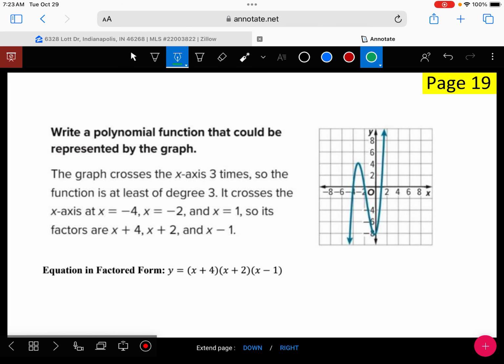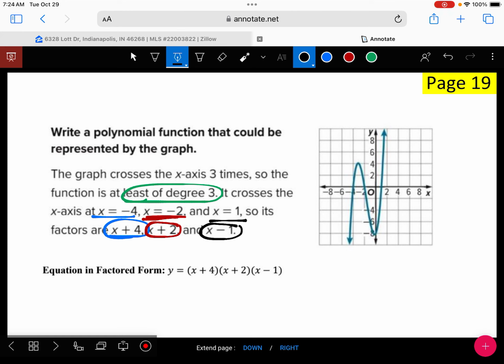Okay, so we're going to write an equation in factor form. So in this example, the graph crosses the x-axis 3 times. So that means that it has to be at least a third degree. It crosses at -4, so we have a factor at +4. It crosses at -2, so we have a factor at +2, and it crossed at +1, so the factor would be -1. So just remember the factor is opposite of the graph.